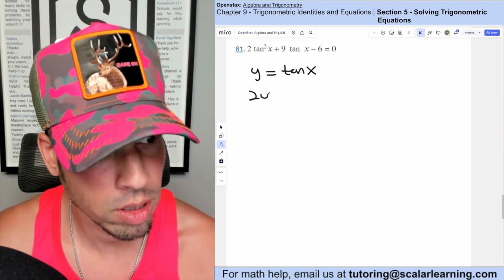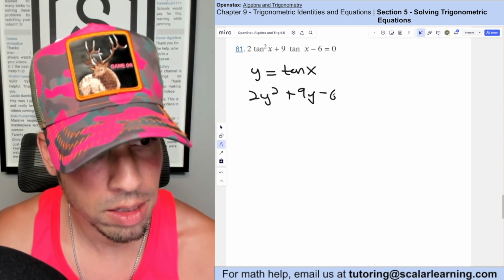For this one, I'm going to start by replacing tangent of x with y with a little substitution. So y is equal to tangent of x. So then I got 2y squared plus 9y minus 6 equal to 0.